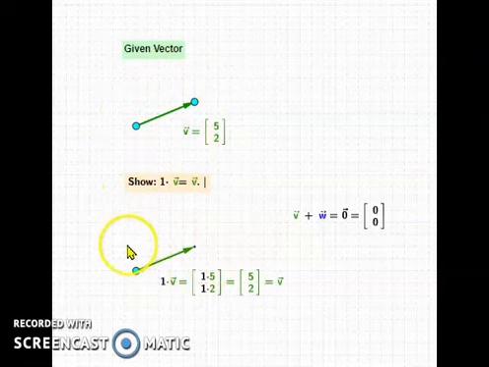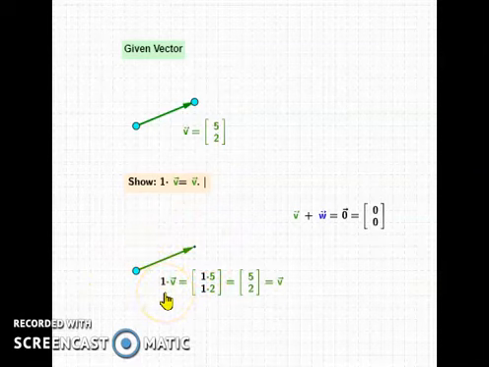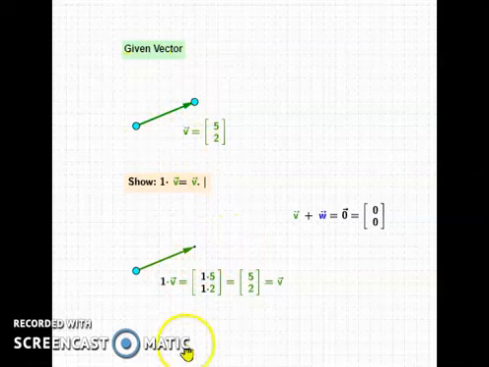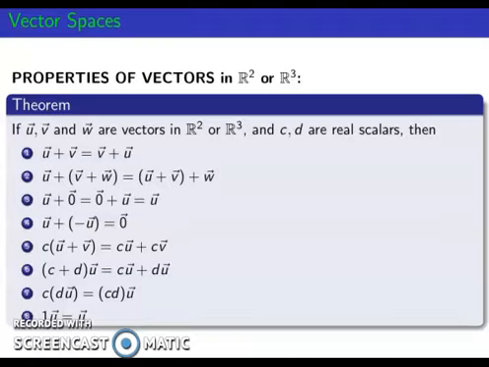Ibig sabihin, it is scaled only 1 times. So, hindi siya nagmaba or umiksi. So, as is siya na same lang dito na vector. So for now, we view vectors in R squared or in R cubed as a directed line segment. We can also view vectors as a 2 by 1 matrix, or we can view this one as ordered pairs.